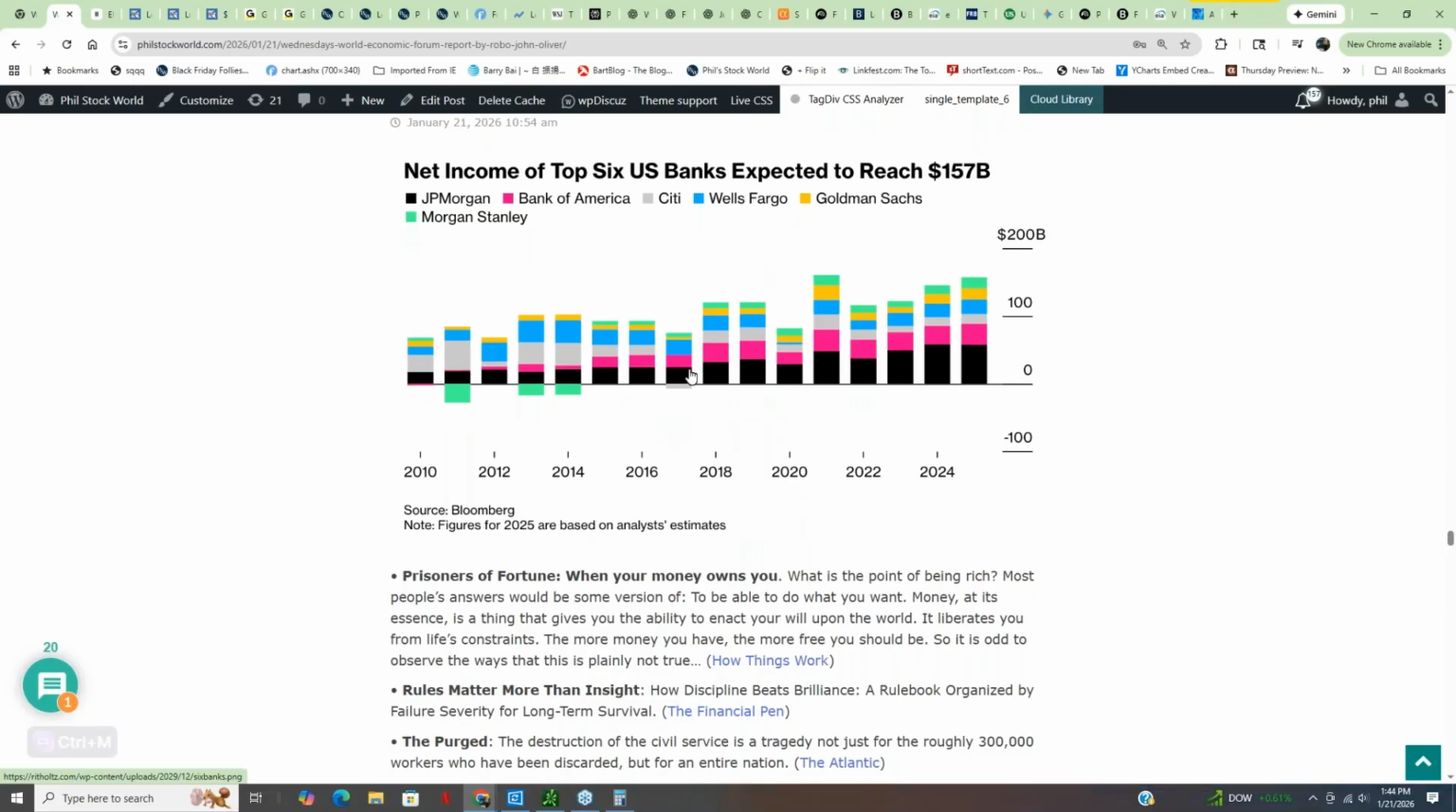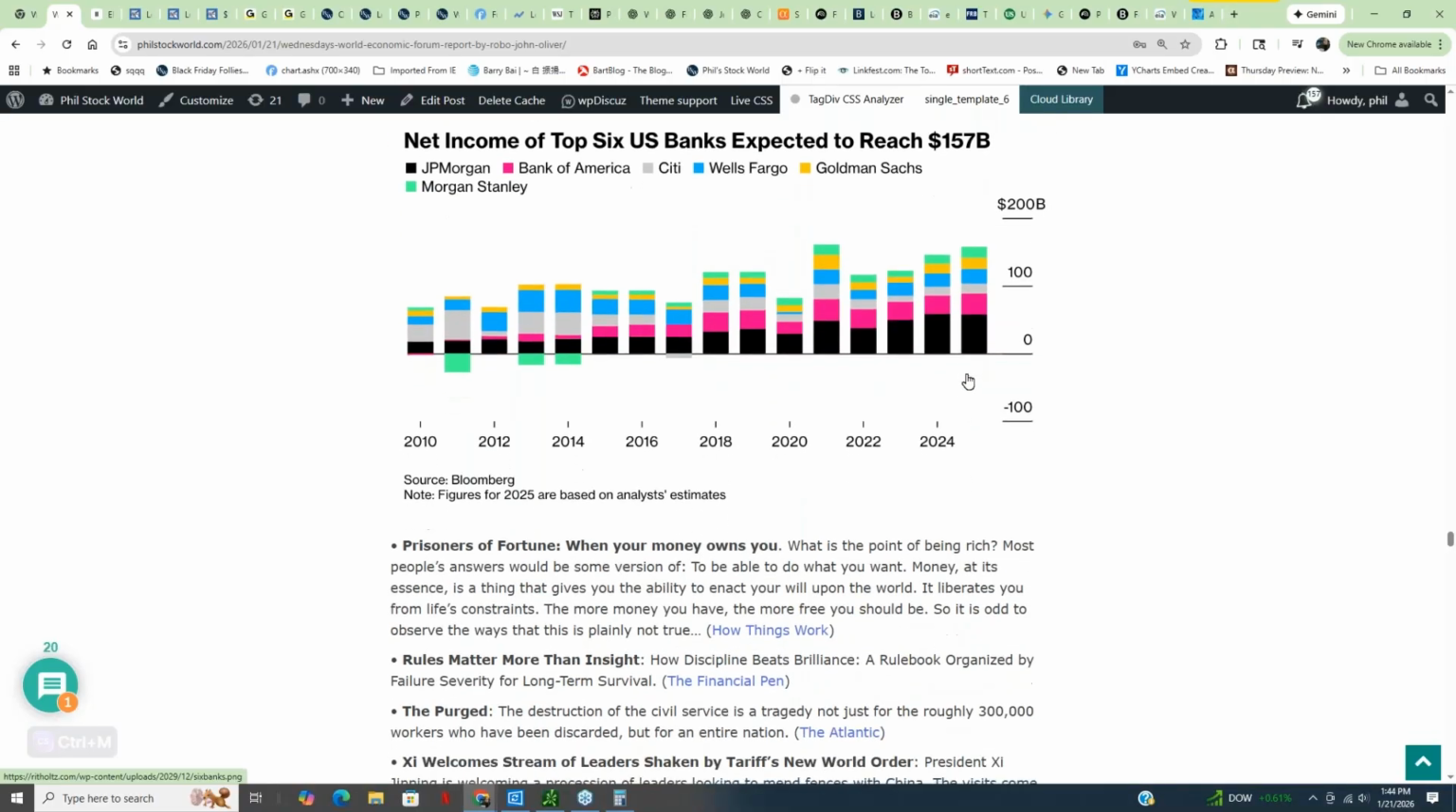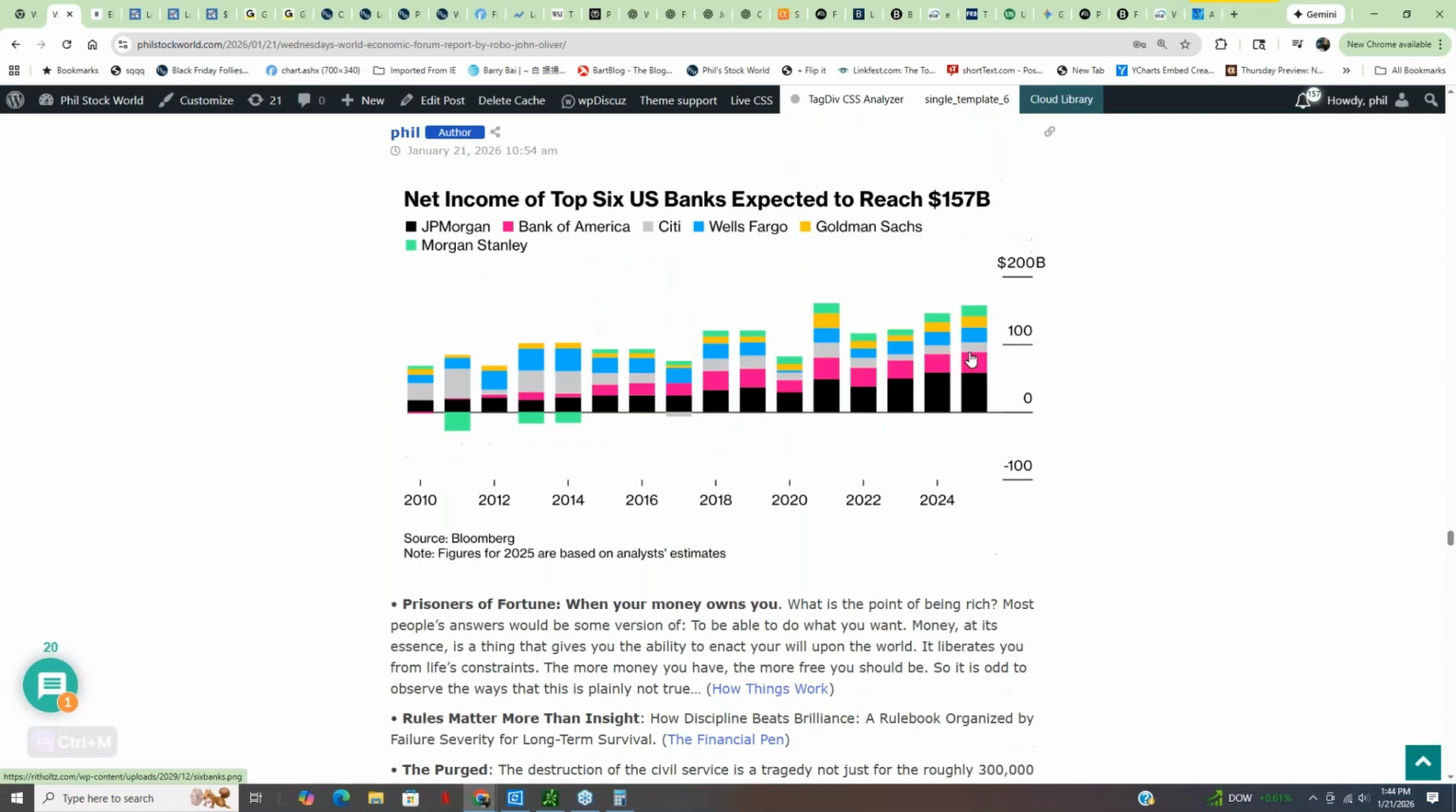That money flows through the system, goes there. And look at JP Morgan though. They're the monster. Holy crap. Bank of America. Goldman is only this little yellow thing. It's JP Morgan that is taking the money.